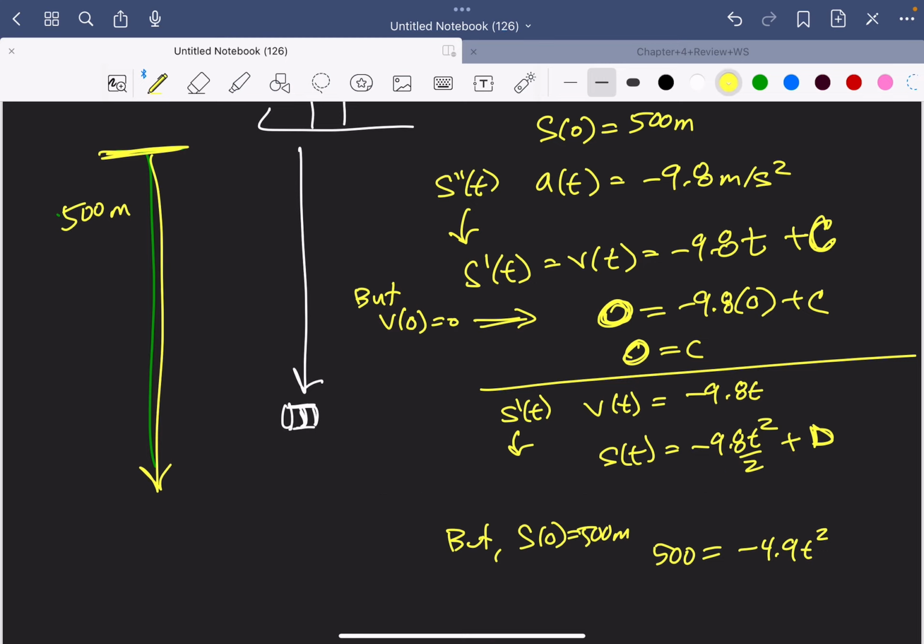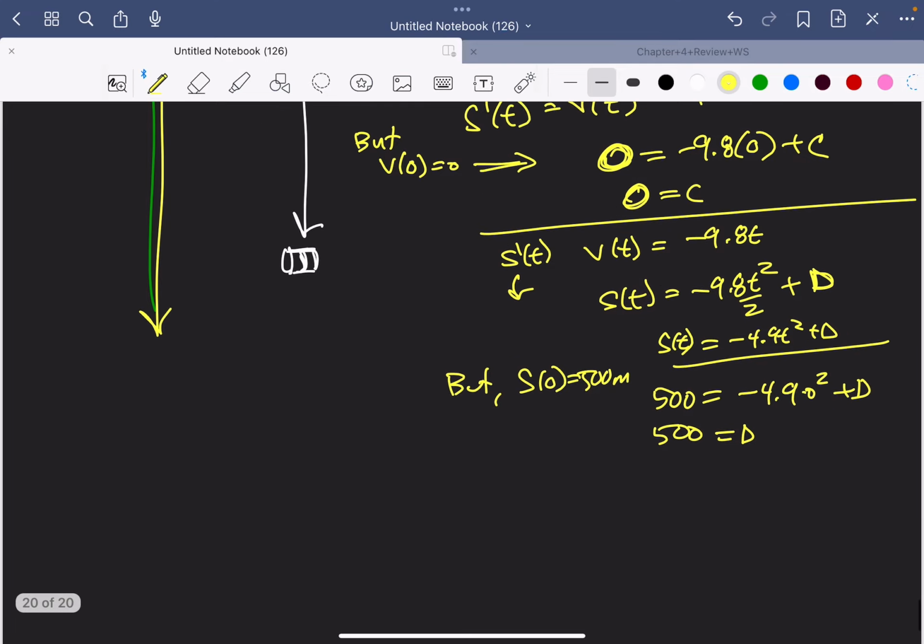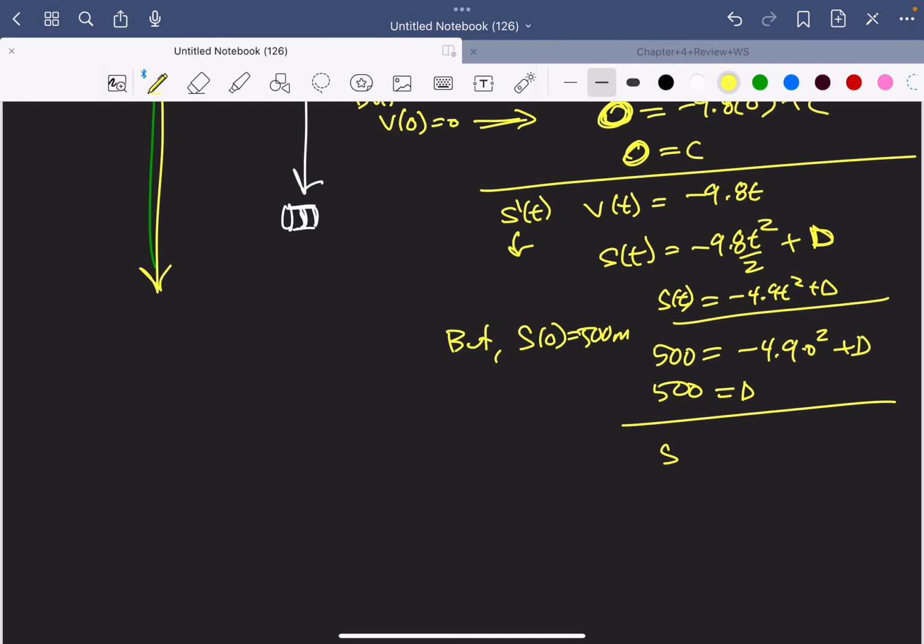Plus d is equal to my position. Well, then when you put in 0, you better get out 500. So I plug in 0, I get 500. That means the d is 500, which again, if we look at these formulas for long enough, we realize that constant is always going to be initial position. So it's going to be plus 500. Okay? So that's what we end up getting.